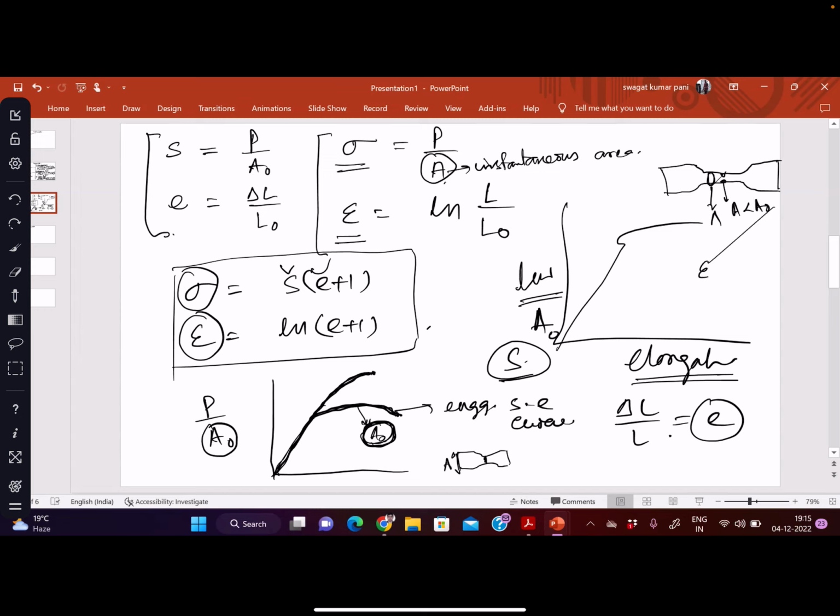So our true stress is P by A always. This is the instantaneous area. So if area is less, what will happen to stress? It will go up because denominator is decreasing here. Stress will increase. That's why this goes up, always up, because we are dealing with instantaneous area here.